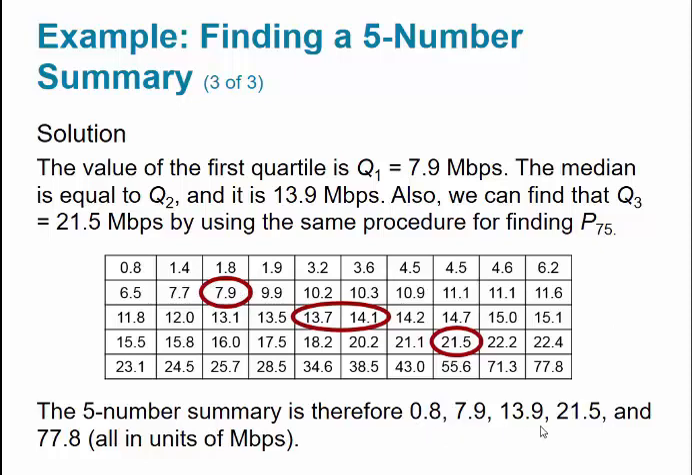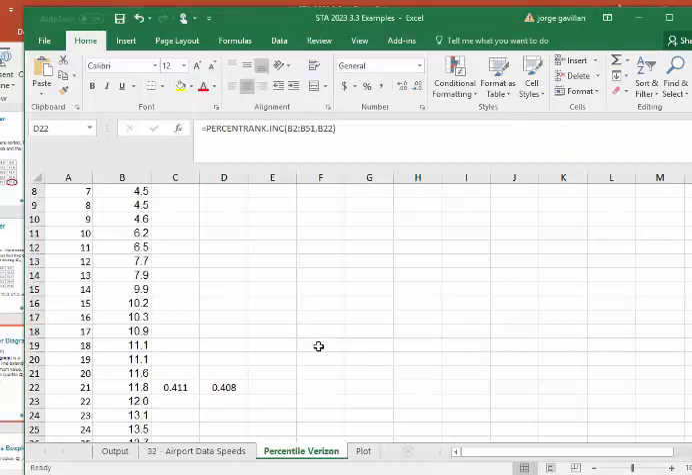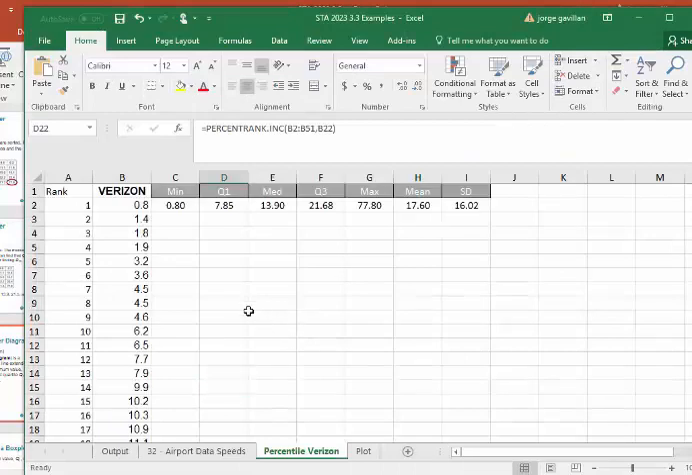Now look at these values that we got here. We got 0.8, 7.9, 13.9, 21.5, and 77.8. Before I go to the box plot, I do want to show you something. If I find these manually, I got my minimum and my maximum, which is pretty straightforward. I didn't even have to use the formulas because I ordered them from smallest to largest. Now, if I had not done that, this would have been a quick way for me to find those values. Here's my median, quick and easy.